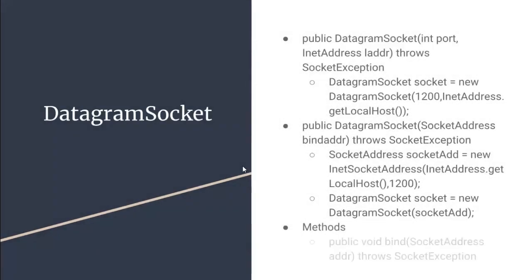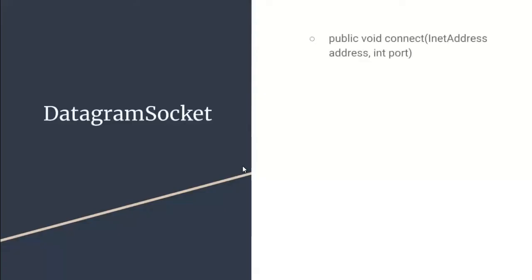Methods of DatagramSocket. First one, public void bind(SocketAddress) throws SocketException. This method does something similar to the previous constructor. Second one, public void connect(InetAddress, int port) connects the socket to a remote address. There is a difference between bind and connect. Bind is a method for binding the local machine's IP address and port number for the communication, while connect is used to connect to the remote location or remote address. Third method, public void disconnect disconnects the socket.